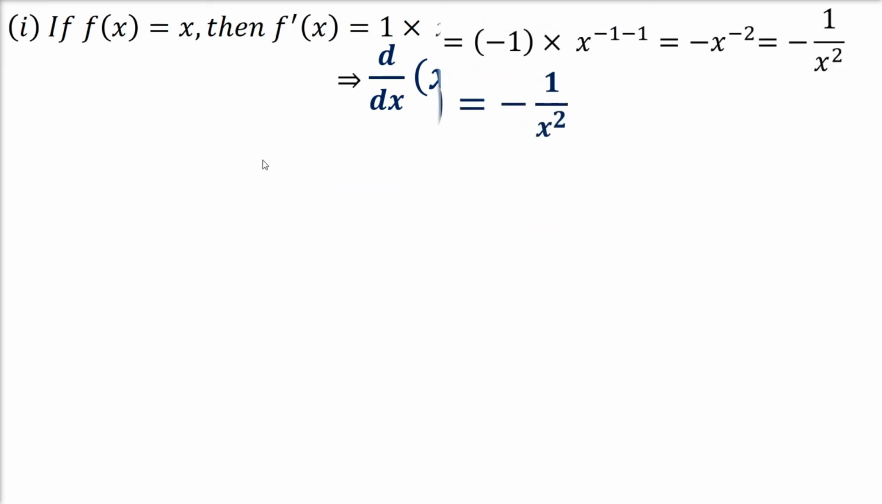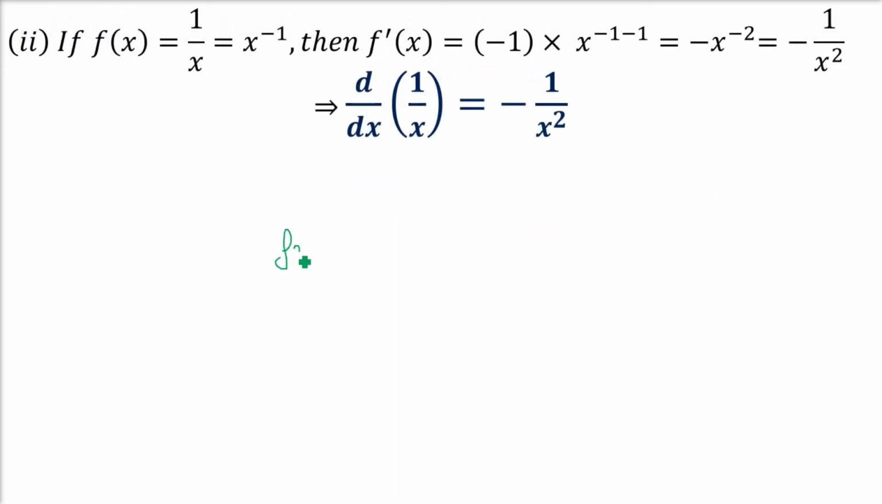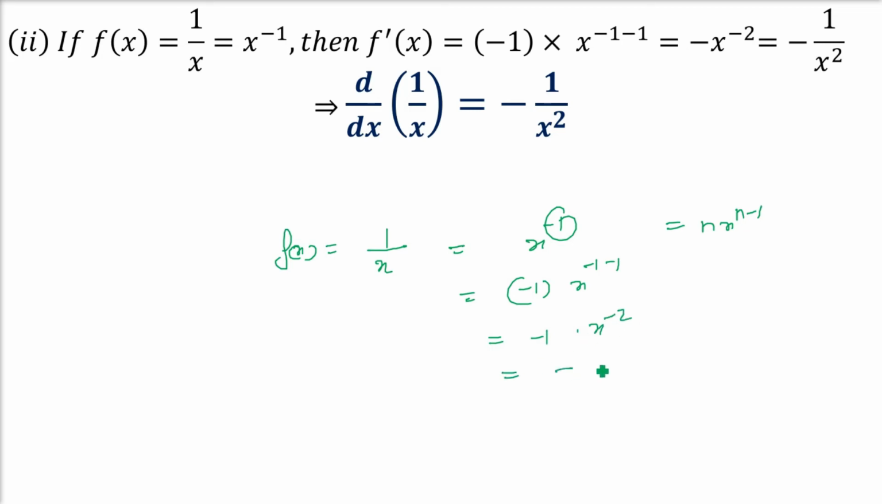What is the differentiation of 1 by x? You can write this as x to the power minus 1. You can take minus 1 in front. So n x to the power n minus 1: minus 1 x to the power minus 1 minus 1, so minus 1 x to the power minus 2. Minus 1, x will come in the denominator: minus 1 by x square. So these are the standard results.